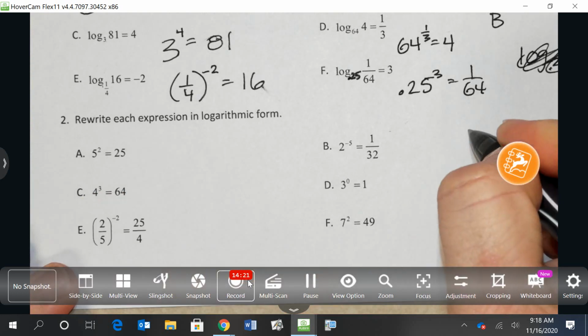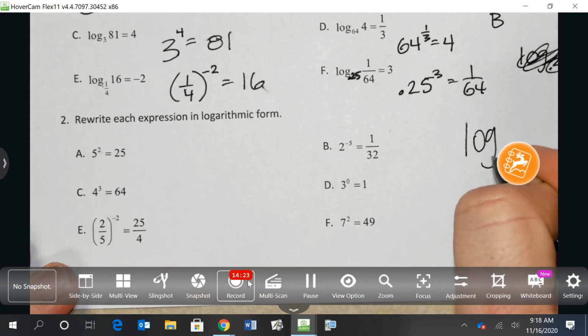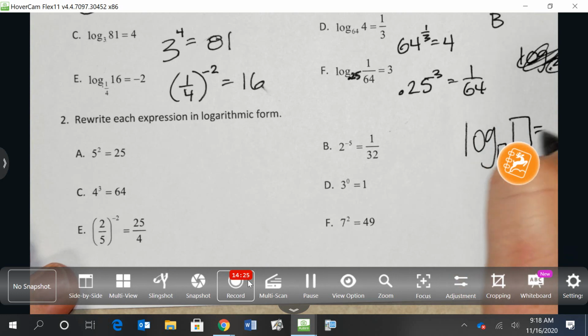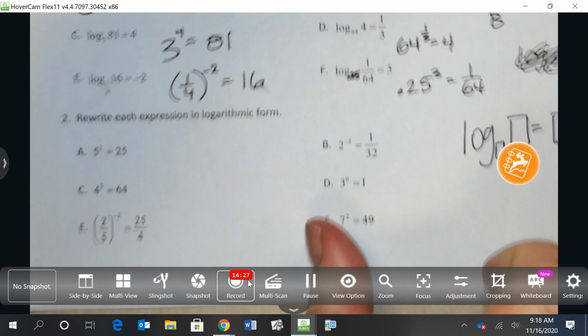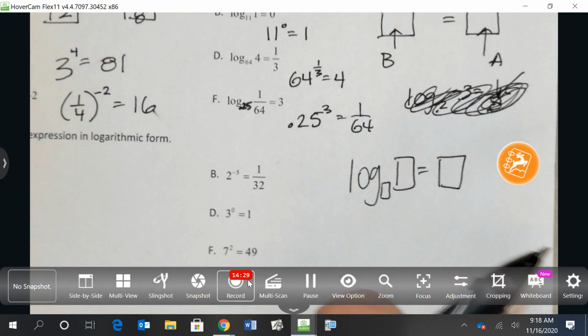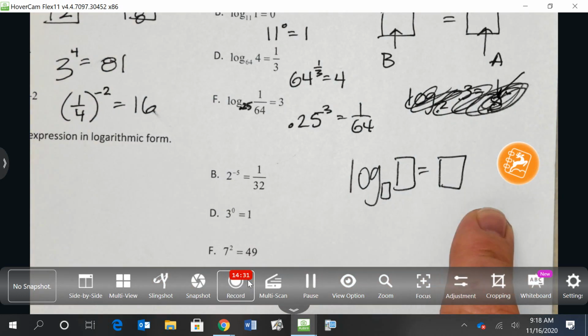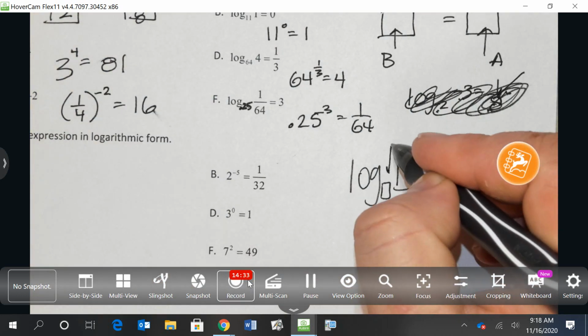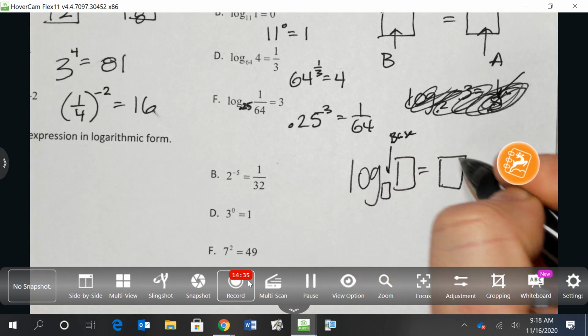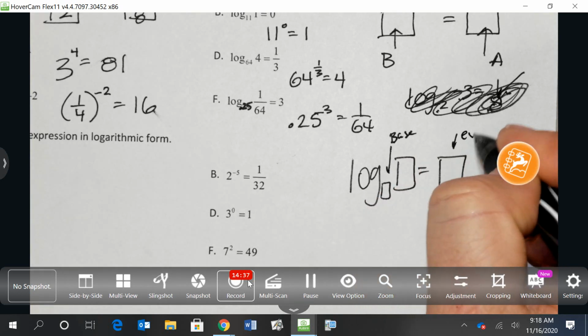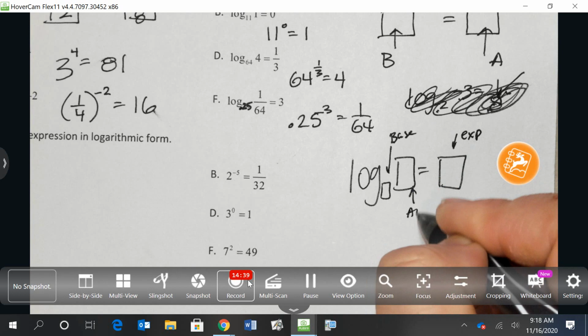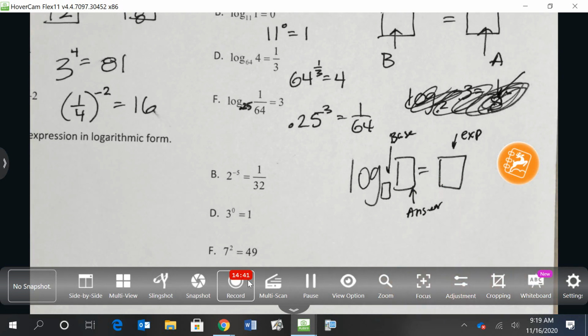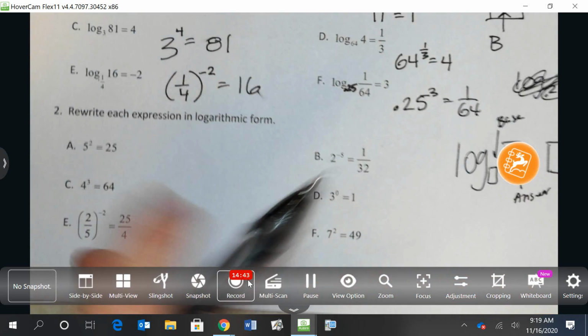So if I would come over here, I'm now going to have a log, a base, an answer. Okay, so it's like this. Just like this, okay? Now remember, this was your base, this is the exponent, and this is the answer. Okay, the same thing applies. So now I want to rewrite it in that form.